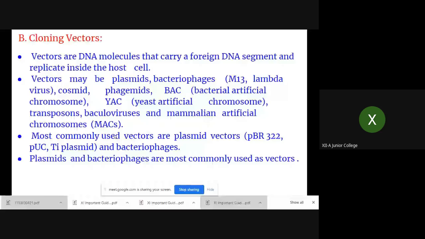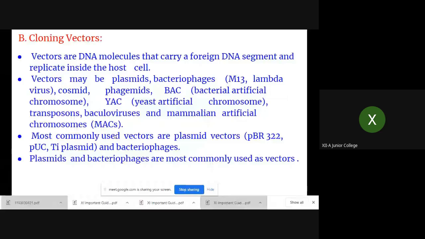In the same way, here you have to remember that cloning vectors are nothing but the carriers. What they carry is a different thing, and we have to remember that. So vectors are nothing but the carriers. They are vehicles, also called vehicles. But what they are carrying is a DNA segment. Which type of DNA segment, we will study in detail. But just remember, vectors are nothing but carriers, or vehicles.